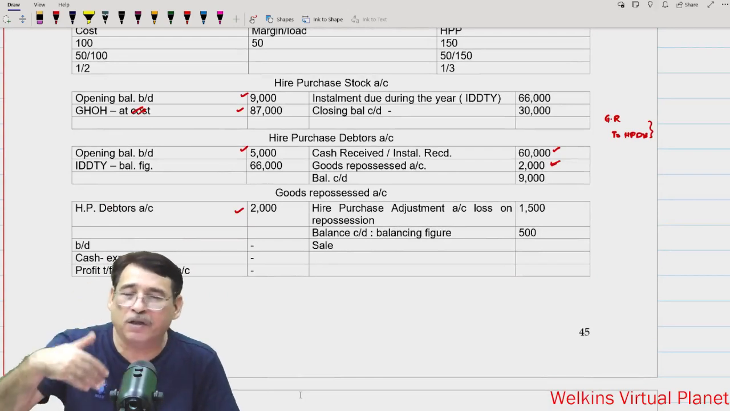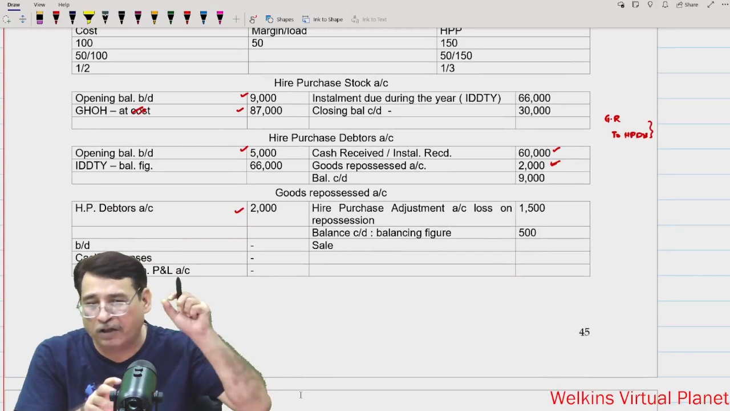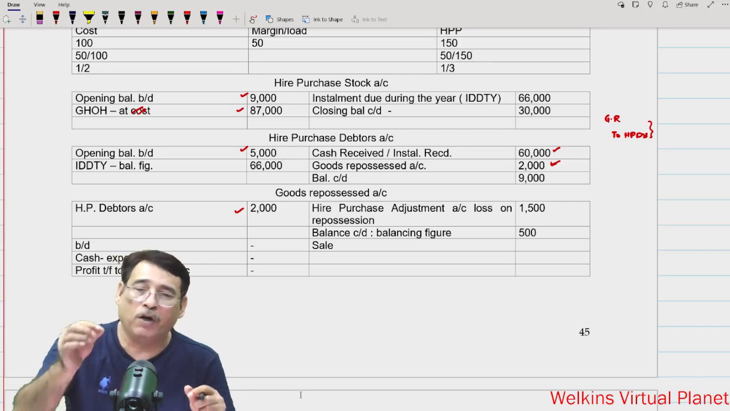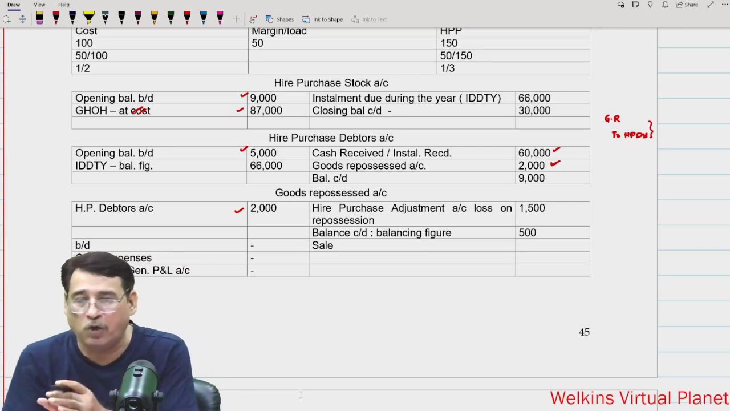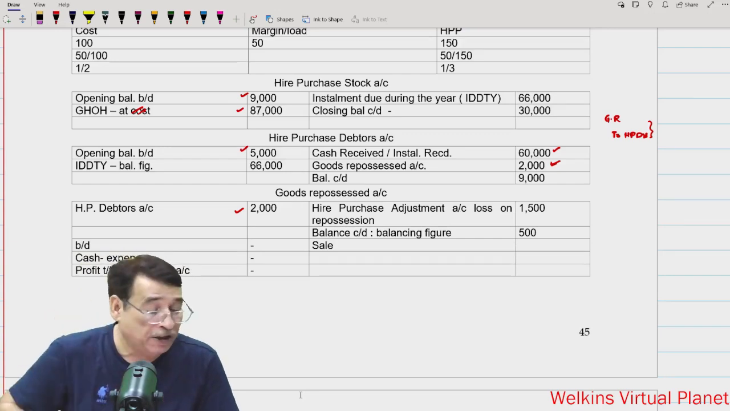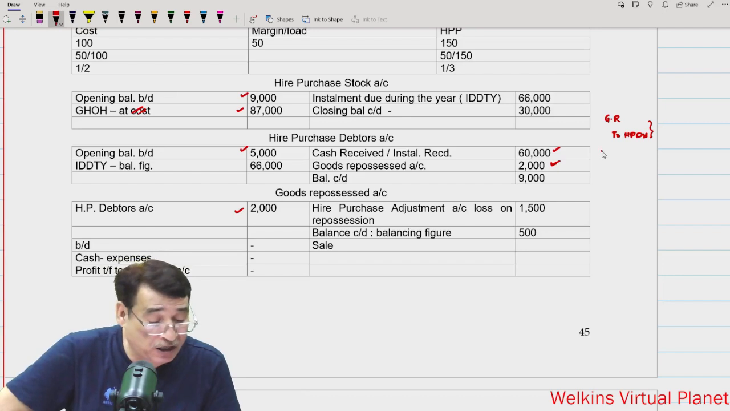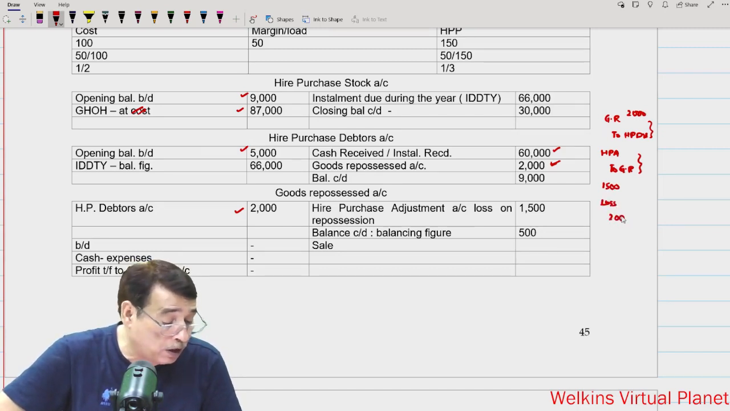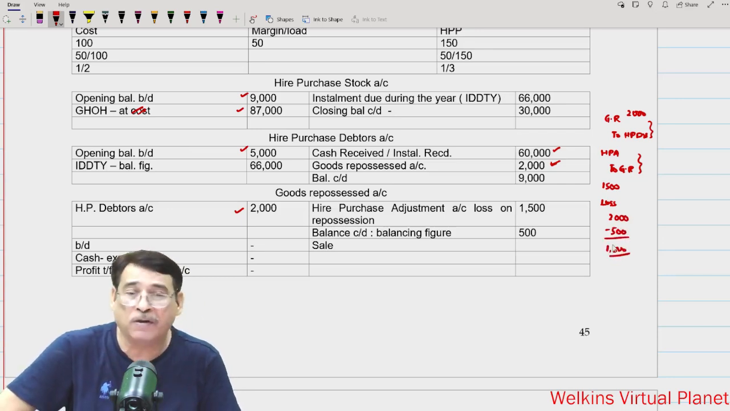Because 2000 worth was what the customer is supposed to pay you on these goods. But when you took back these goods, you valued them only at 500. That means as a trader, you are incurring a loss, because goods having a value of 2000 are being valued at 500. Because you are incurring a loss, your next entry will be higher purchase adjustment account debit to goods repossessed account. This entry will be with rupees 1500, that is the loss. Why is it a loss? Because 2000 was the value and you valued it at 500, so 1500 will be your loss.